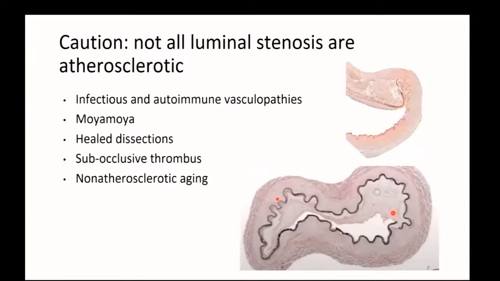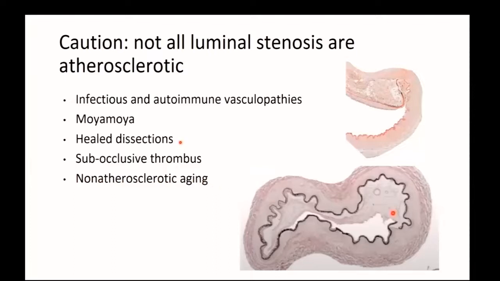On a cautionary note, not all luminal stenosis is atherosclerotic. There's a broad differential for this. There's an array of infectious and autoimmune vasculopathies or vasculitis, moyamoya. Healed dissections can look like ICAD. This one is a healed dissection. This is a subocclusive thrombus, which can mimic an ICAD. Non-atherosclerotic aging, I will talk about that.